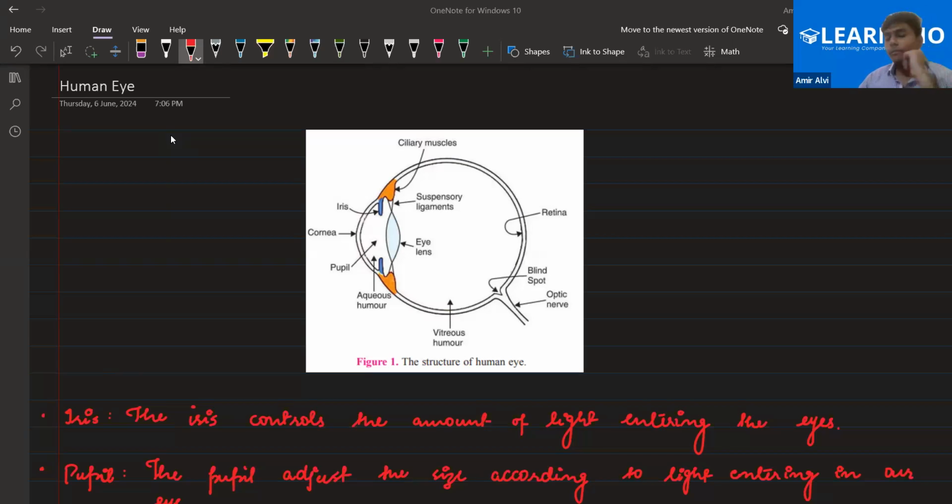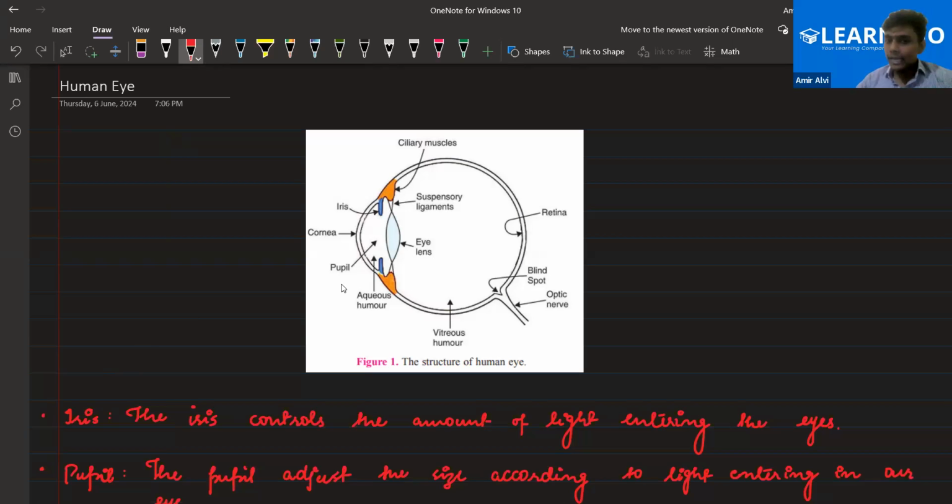So first of all, we are going to cover the theory portion, and we'll do the numerical portion once we complete the theory portion. So basically, the first topic of this chapter is the human eye. In this topic, we are going to study the properties of the human eye, and the different functions of the different components of the human eye, right?